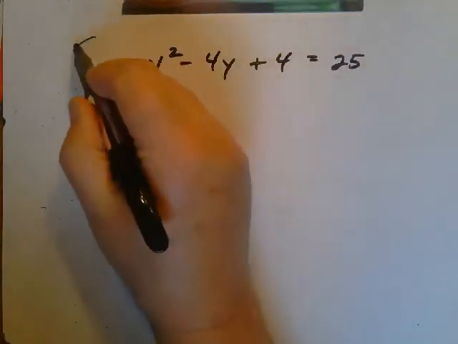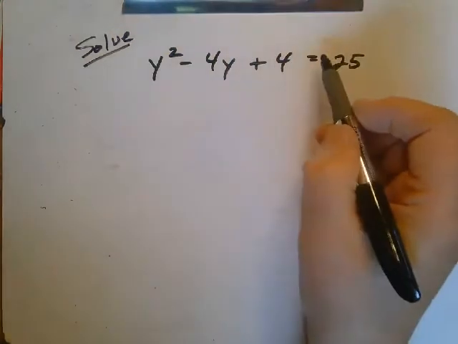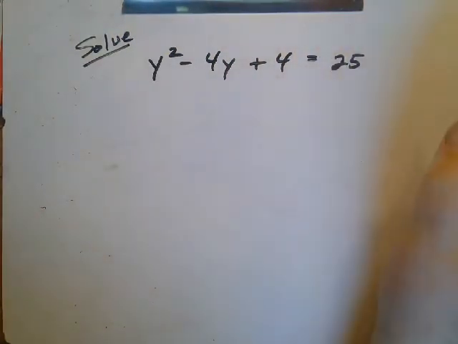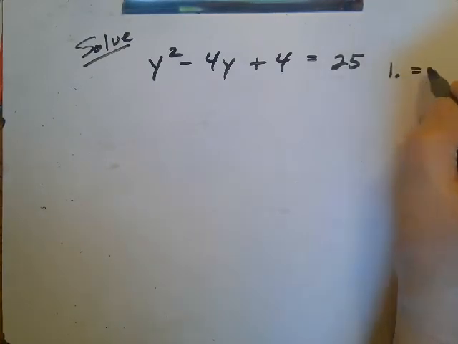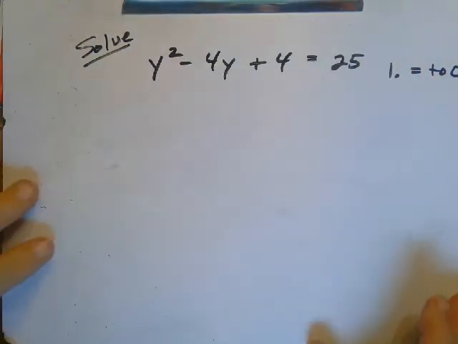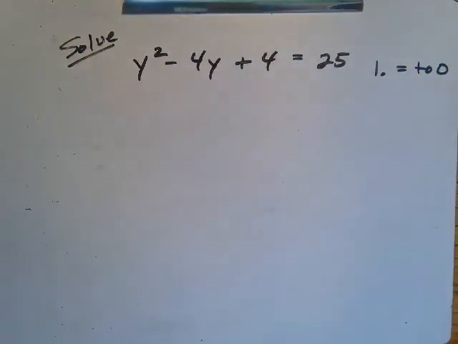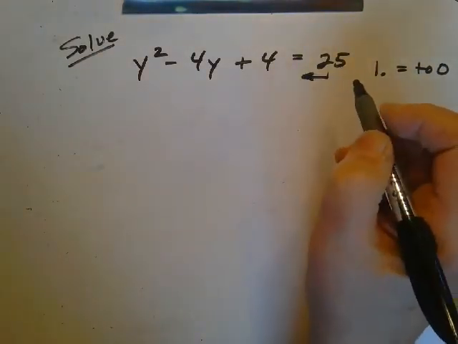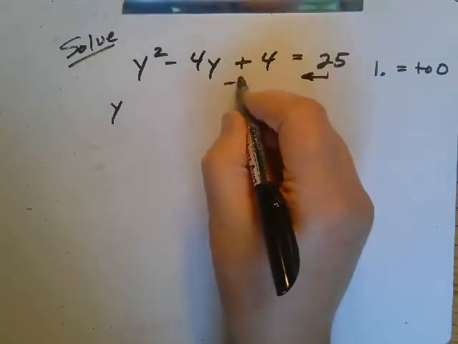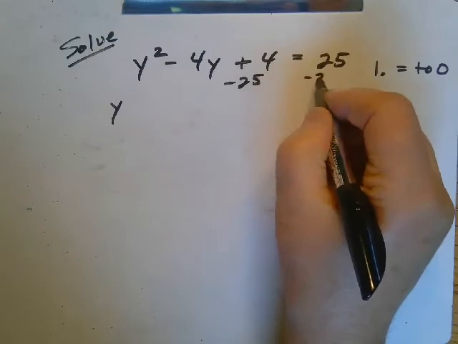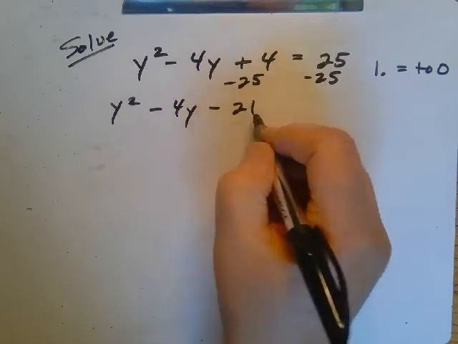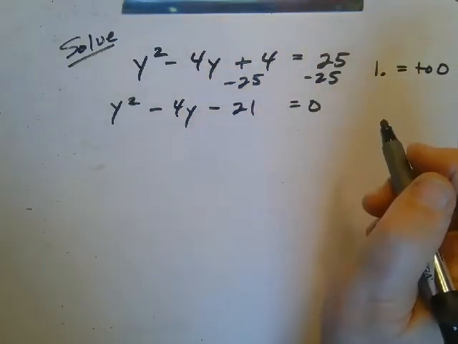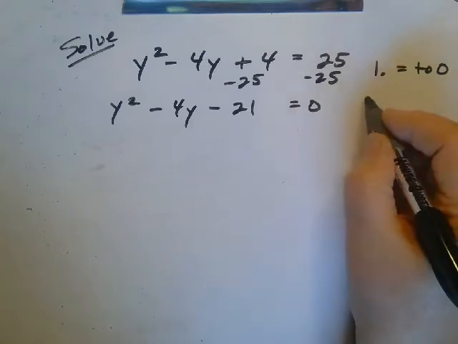All right. When you get a problem with an equal sign in it, it's going to say solve it. And if you recall, there are some steps to follow in order to solve this. Step 1 is get it equal to 0. So set the whole thing equal to 0. In order to do that, we're going to move this 25 by subtracting it from both sides. So if I subtract 25 here and here, I'll get y squared minus 4y, and this is negative 21 equals 0. All right. Now, step 2 is factor it.